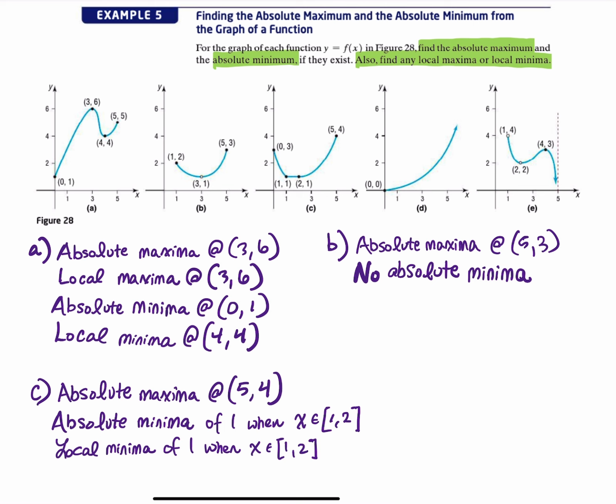So it's part C. Yeah, local minima on that same interval. Okay, so that was our local. Does it have a local maximum? Kind of the same as before. We can't call this a local maximum because it's on the edge. Can't build an interval around it.